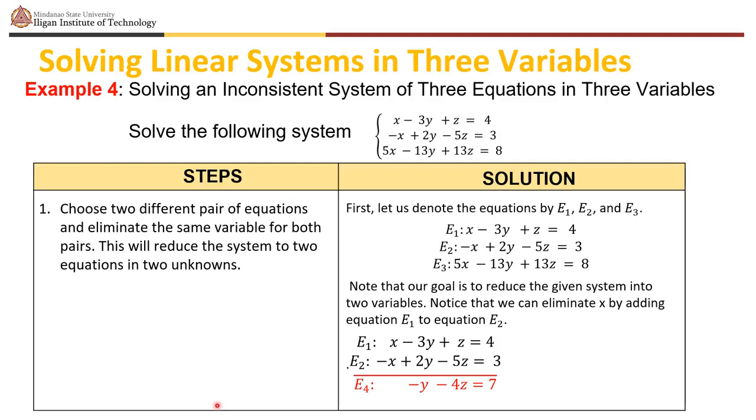So we have the following. Since e sub 1 is x minus 3y plus z is equal to 4, and e sub 2 is minus x plus 2y minus 5z is equal to 3, when we add them, x minus x is 0 here, minus 3y plus 2y is minus y, z minus 5z is minus 4z, and 4 plus 3 is equal to 7.